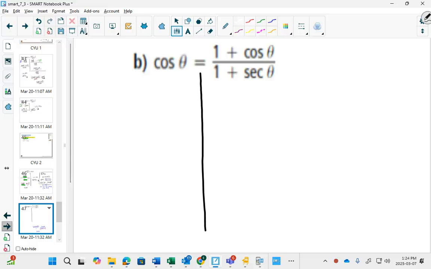Analyze it for a little bit first. Should I change to sine and cos? Should I get everything the same? Actually, both. Can you see that you can change secant to cos? And then everything is in cos. Which is like changing to sine and cos, but we just happen to have everything in cos. So the only thing I would have here is 1 plus cos theta over 1 plus 1 over cos theta.